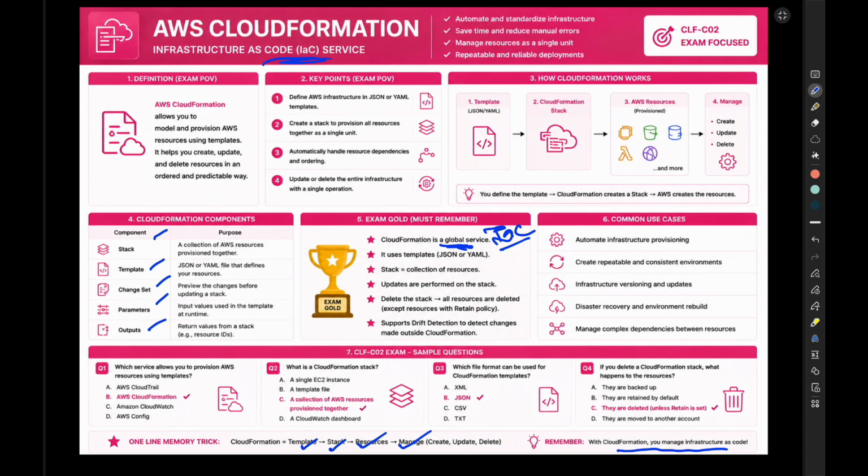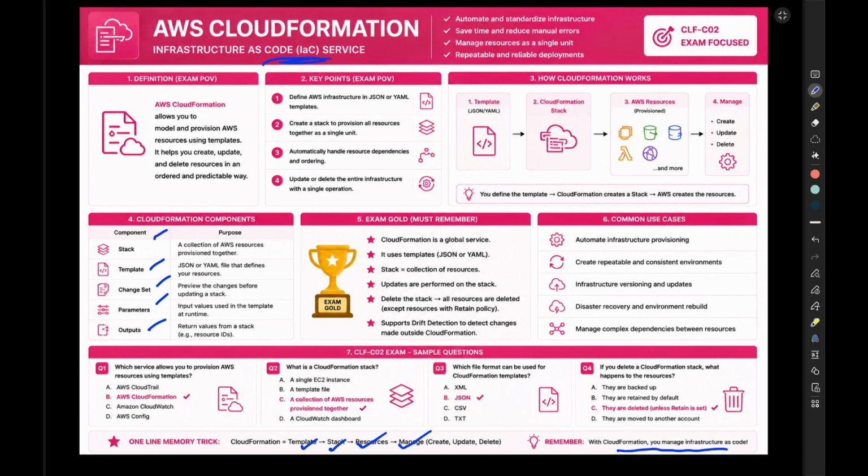Looking at the key points, CloudFormation uses JSON or YAML templates. Always remember JSON or YAML template. It creates resources automatically. You just need to sit back and say that you need this and this, and AWS will do it for you. It manages dependencies, supports updates and deletion.